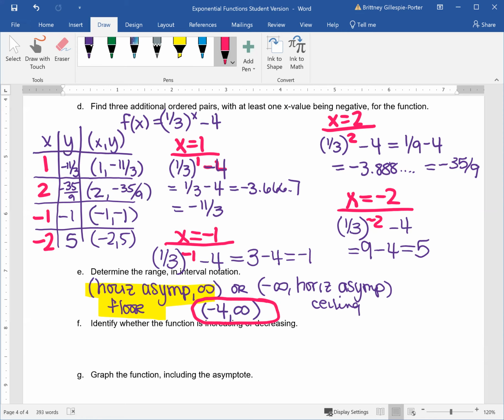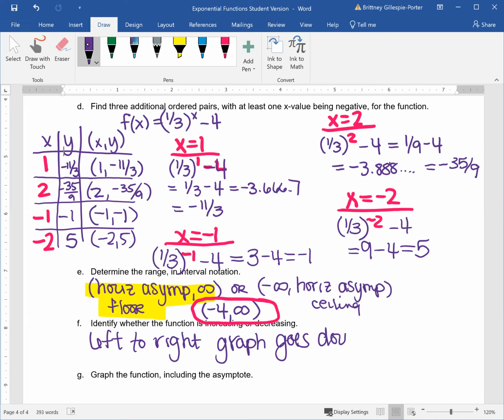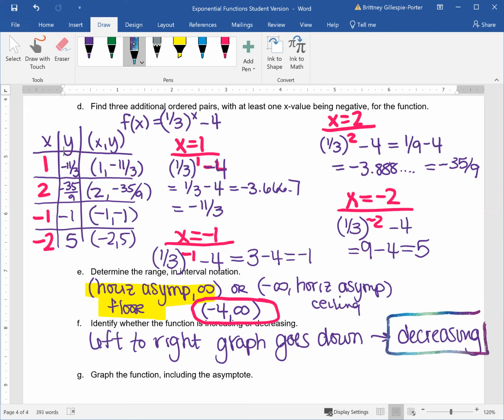We need to know whether a function is increasing or decreasing. So remember, we look from left to right, and from left to right, the graph goes down. And because the graph goes down, our function is decreasing. And yes, you need to remember how to explain this. If our function goes up from left to right, it's increasing. If it goes down from left to right, it is decreasing. And we already graphed the function.